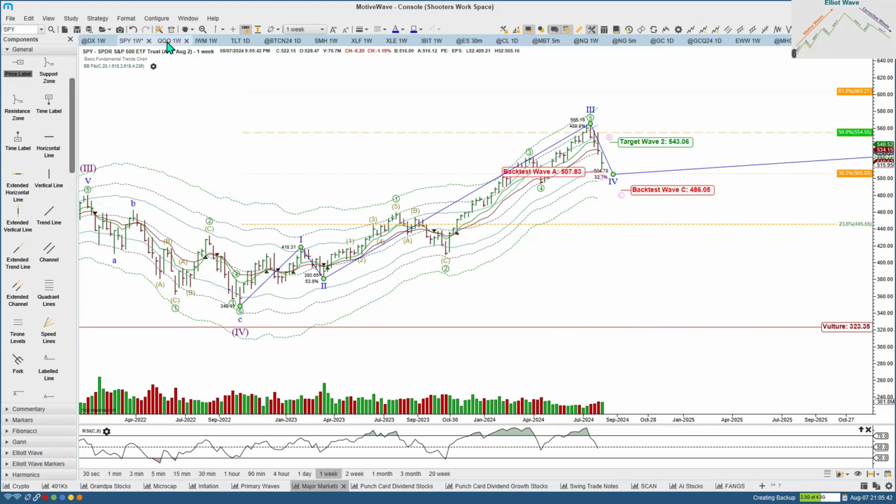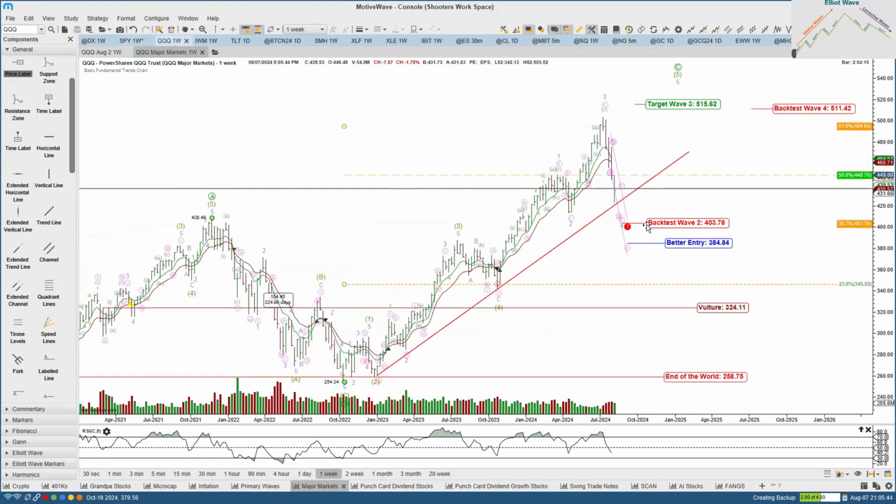So let's jump over to the Nasdaq. Little different look. Now I'm actually seeing an impulse leg down, not an ABC. The count currently sees a wave 2 down around 403. However, a measured impulse leg goes down to about 384. So that would be your better entry price to the downside.